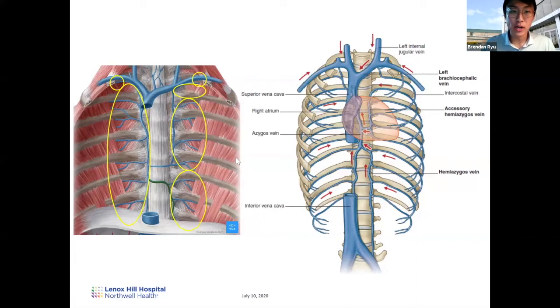So the big picture idea here, the right side of the posterior intercostal veins will drain into the azygos vein before it drains into the IVC, and always consider the IVC, inferior vena cava, to be the ultimate draining spot before it drains into the heart.